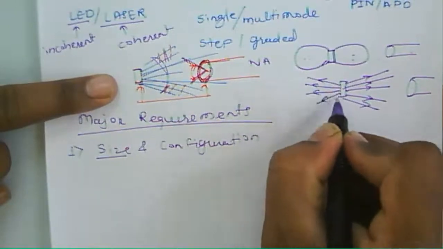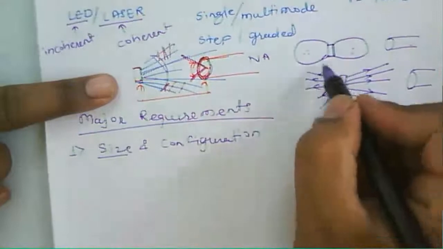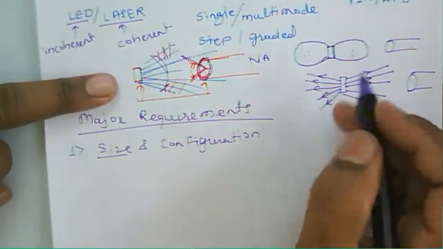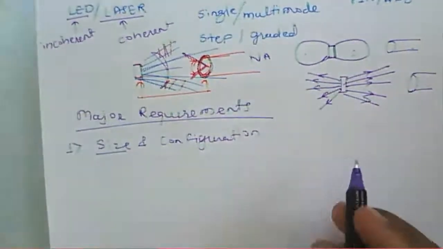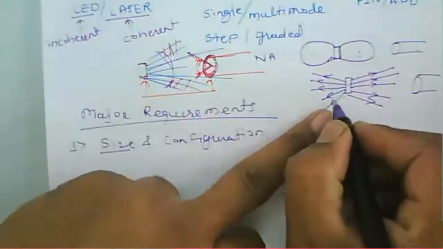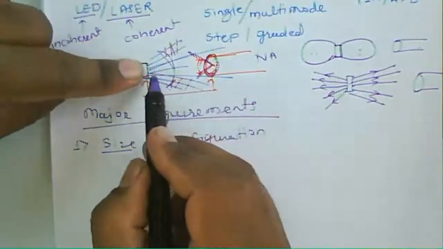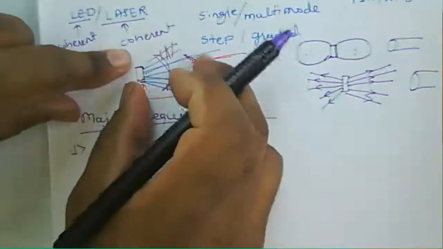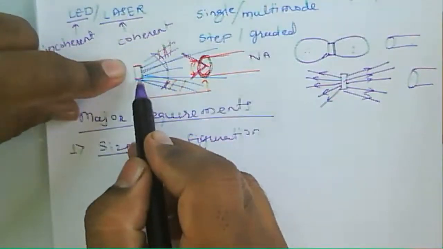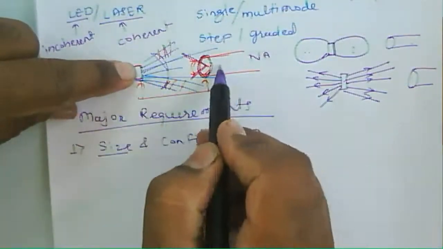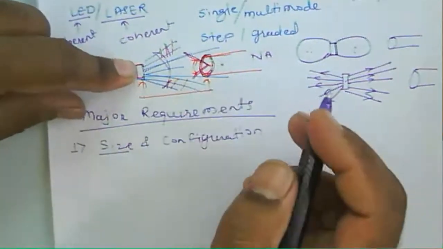If it is bidirectional, then what happens? Only this portion will be coupled to the fiber, and this one is nothing but the loss for the given particular fiber. So in the ideal condition, we need to consider emission of light only in a unidirectional manner, so that we can calculate the efficiency or the output power coupled to the particular fiber. Okay, so we can calculate that.